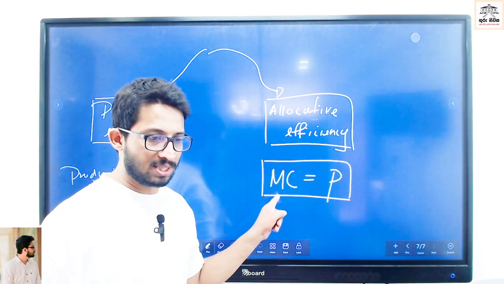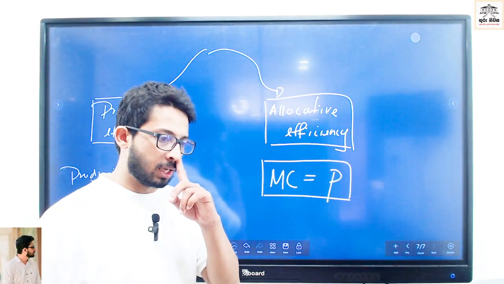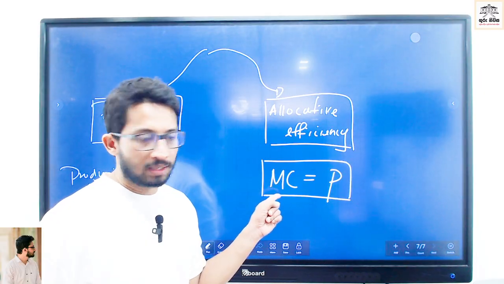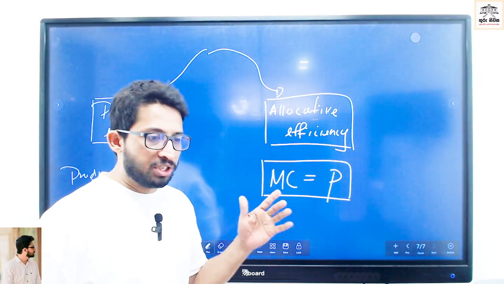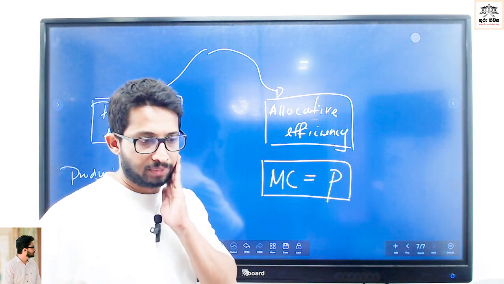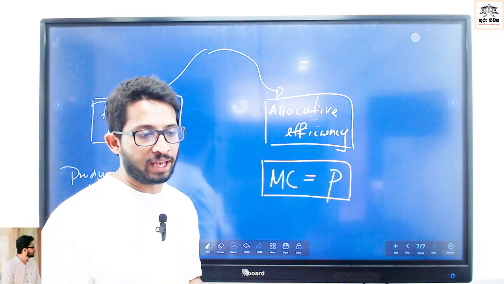You know, marginal cost is the cost which is added to the total cost when we increase the output by 1 unit. That's called marginal cost. Okay, this is the condition for allocative efficiency.